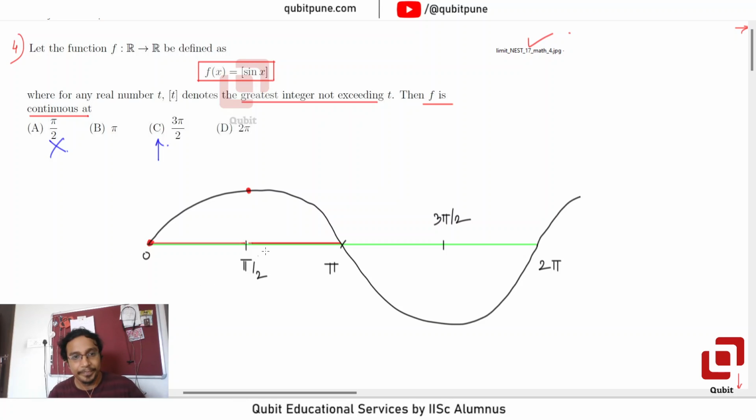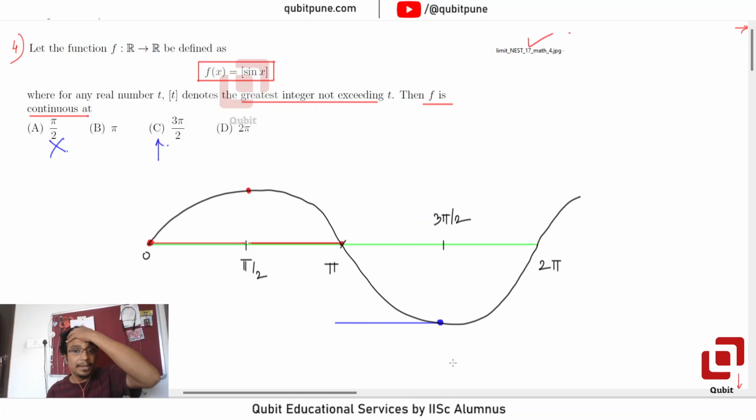Okay, next one. Now go from pi to 3 pi by 2. Okay, greatest integer less than or equal to that. Now look, here sign is negative, so the greatest integer has to be what? -1. हाँ, -1 है, करेक्ट. तो यहाँ से यहाँ तक, यहाँ पे कंटिन्यूस है वो, मतलब लेफ्ट से.